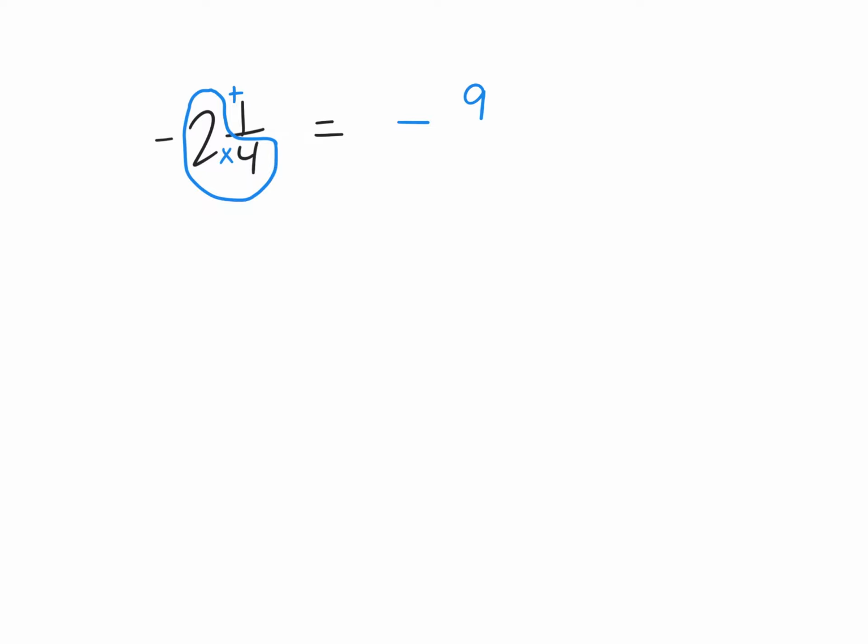If you included the negative, you would get a different answer. It would be incorrect, right? So it'd be 9 over 4. Negative 9 over 4.